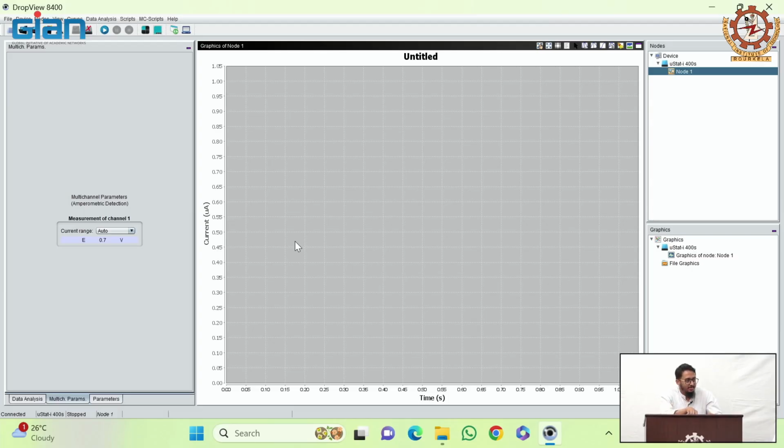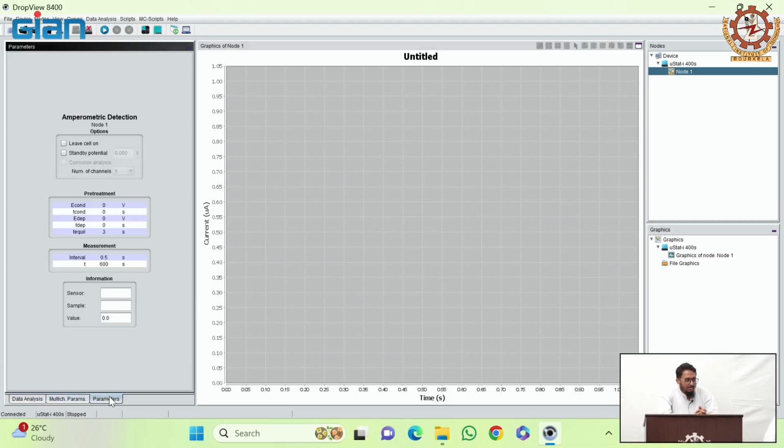Ready? So now we are proceeding with the stabilization. You can show the screen. So here we will do an amperometry step. So amperometry, as you can see on the screen, says amperometric detection. We have to set the oxidation potential. Please.